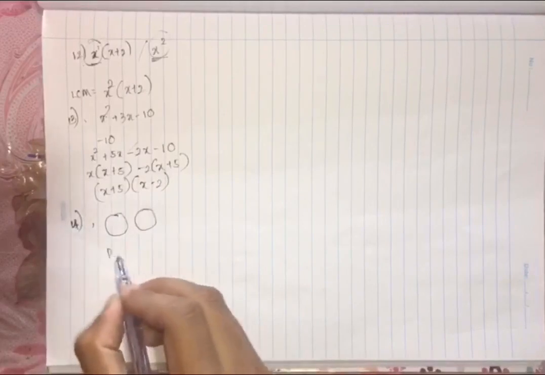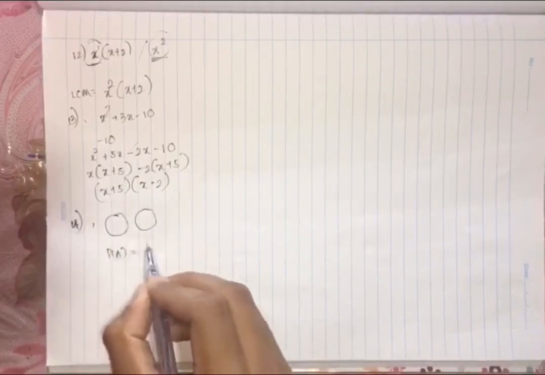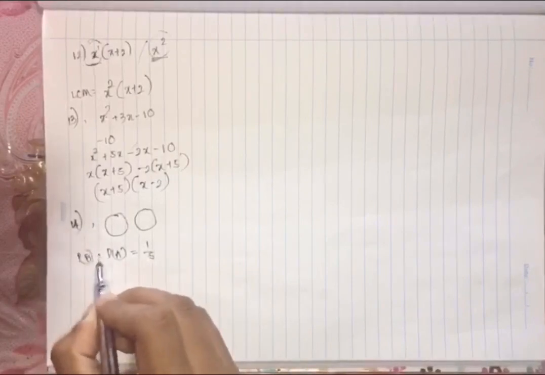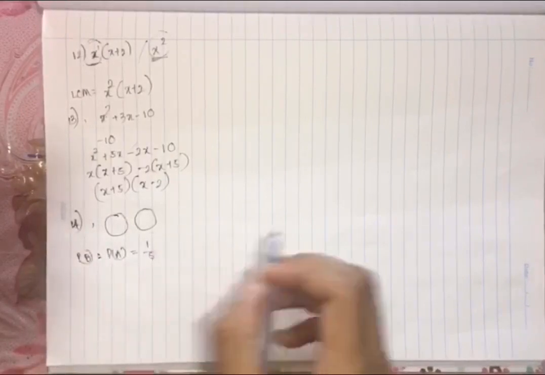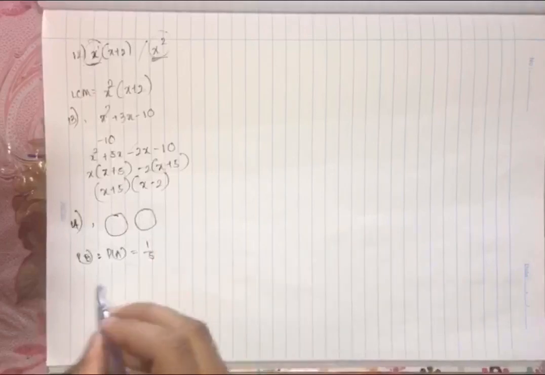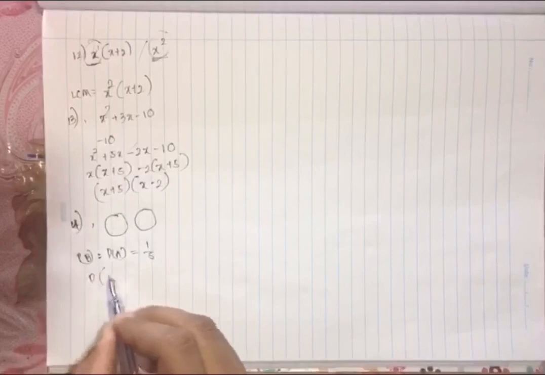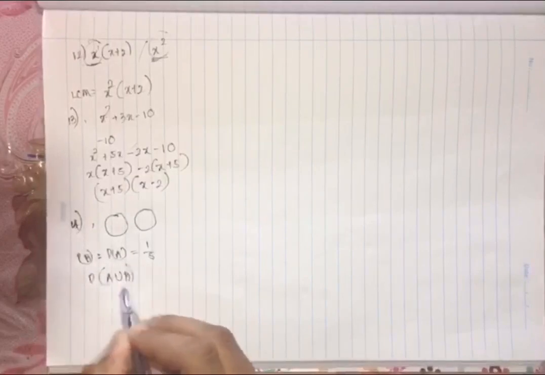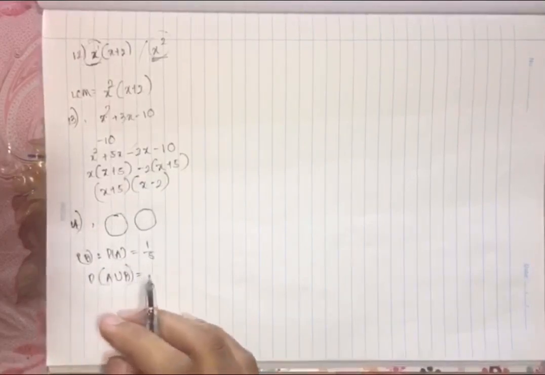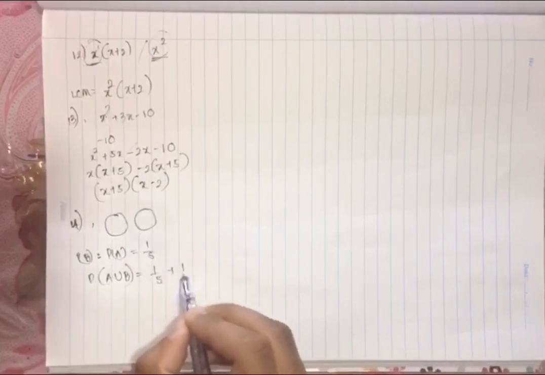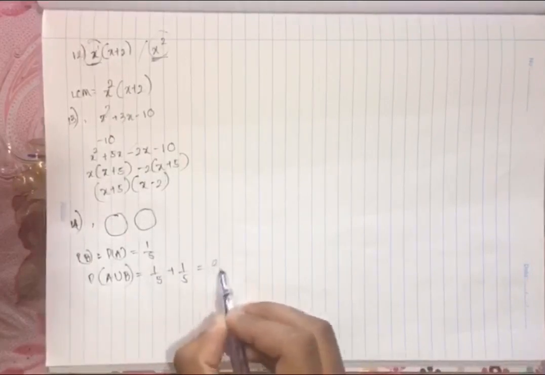The probability of A and B are both the same. They have given 1/5, and B is the same. So in order to find the probability of A union B in exclusive events, you have to add both. So you have 1/5 plus 1/5, which gives you 2/5.